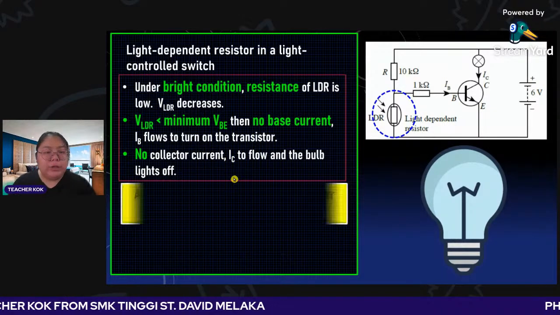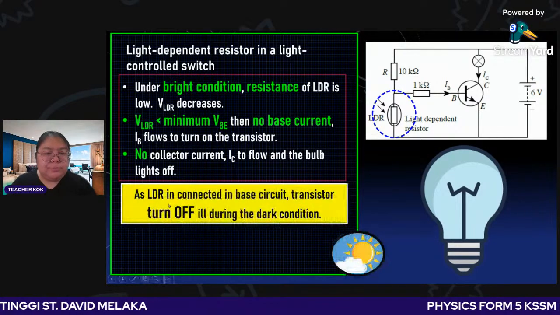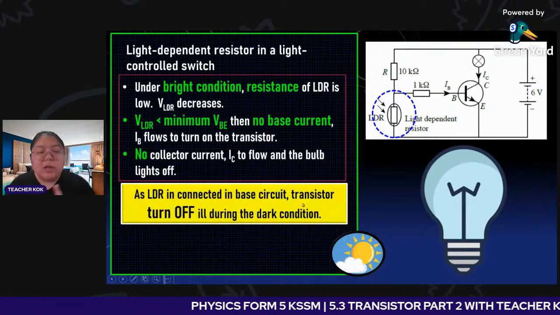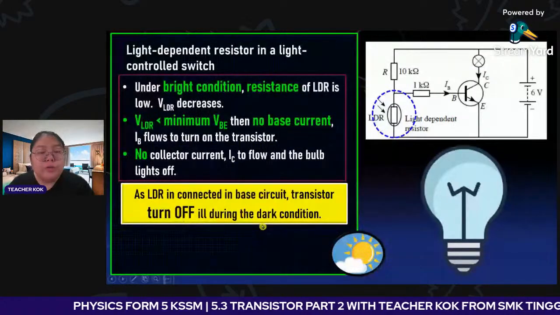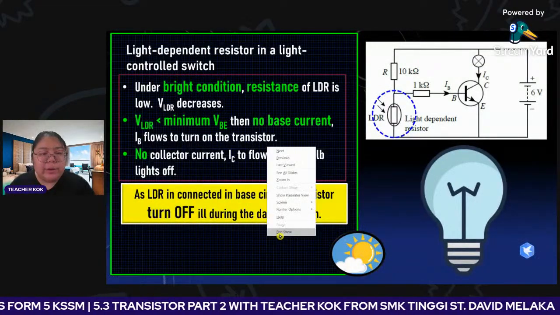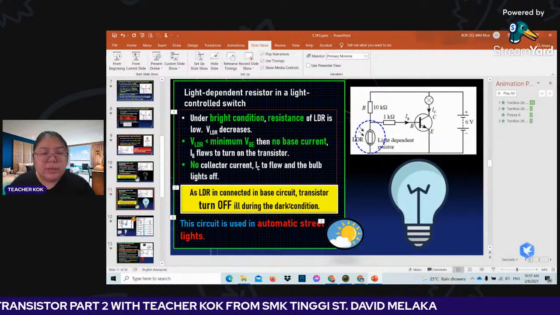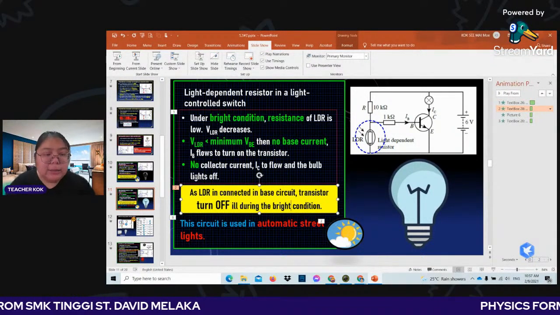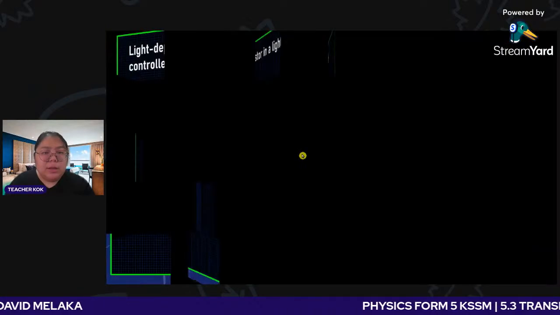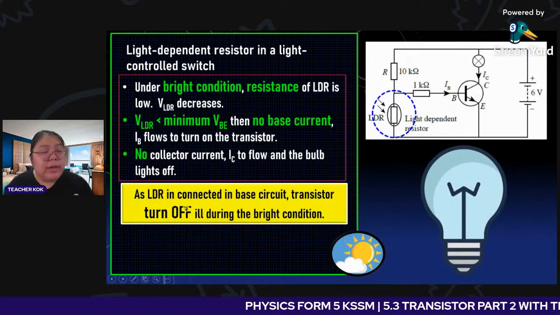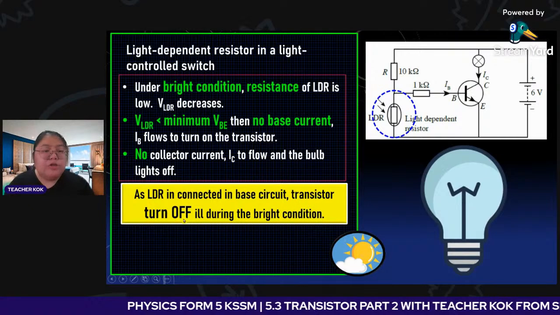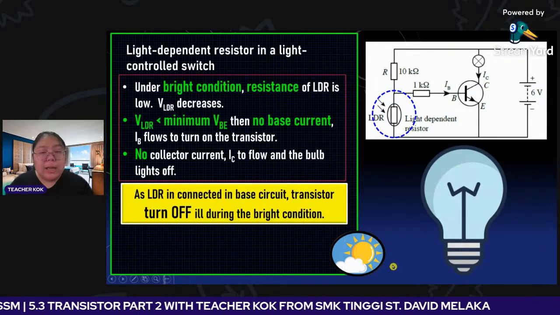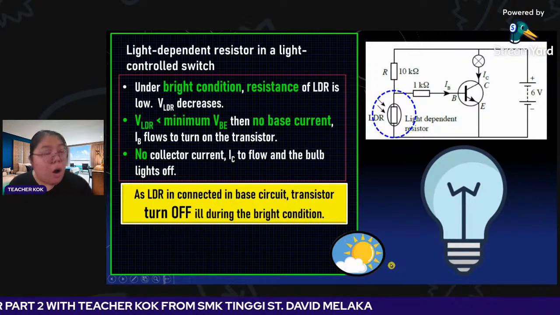So from here, the conclusion is, excuse me, I got it reversed, I have to change it. As the LDR is connected at the base circuit, the transistor will turn off during the bright condition. That means in the morning, it will be off.